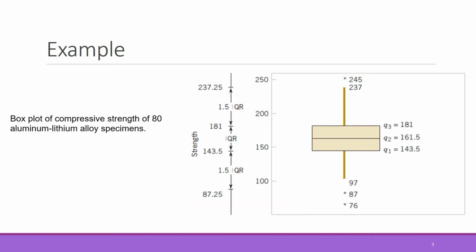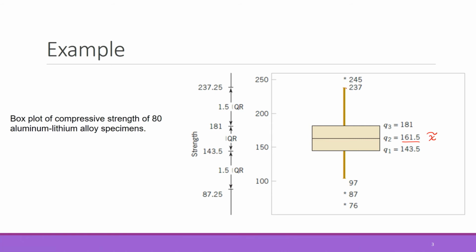Okay, so just looking at an example here. We have a box plot of compressive strength of 80 aluminum lithium alloy specimens. So notice that our median is 161.5. We have 181, that's Q3, 143.5, that's Q1. So our interquartile range is 181 minus 143.5.